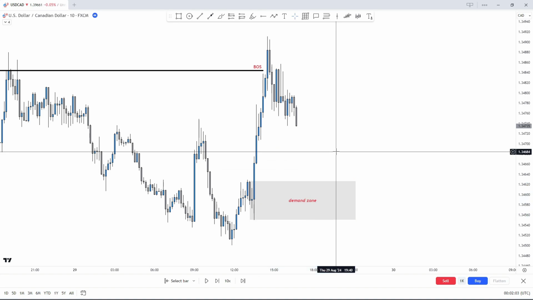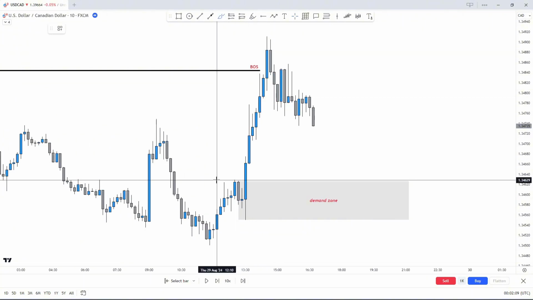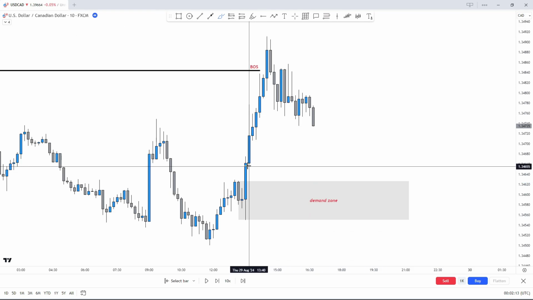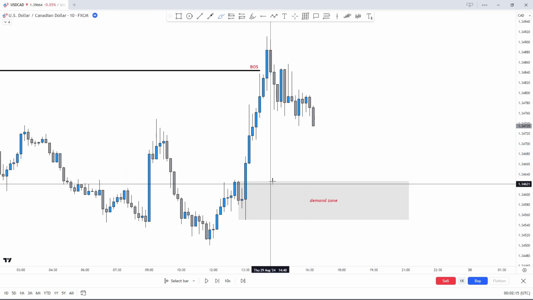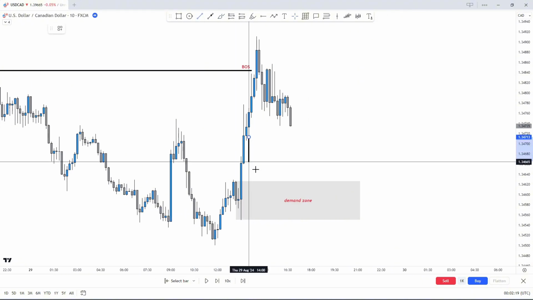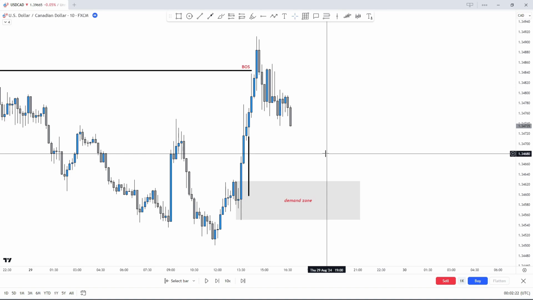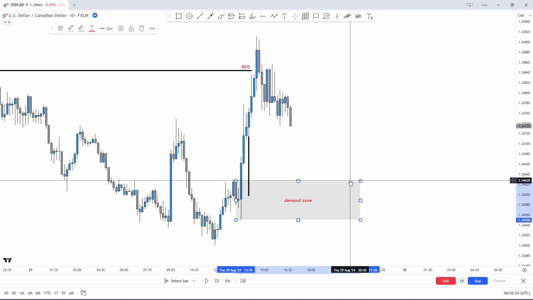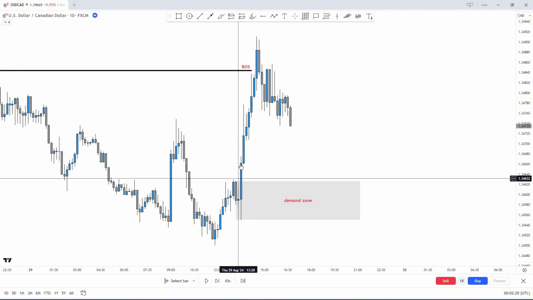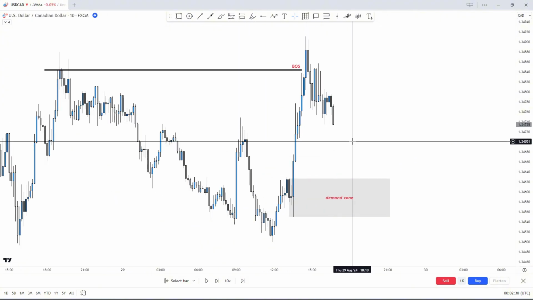Perfect. Next, we make sure that there are no wicks coming back into our zone. And as we can see here, this zone is completely untouched. There are no wicks coming back into the zone, and there is nothing of the sort. If there was, for example, a wick extending off of here and coming back into here, then we would disregard this demand zone and deem it invalid. But for now, there are no wicks coming back into the zone, so it's completely valid.